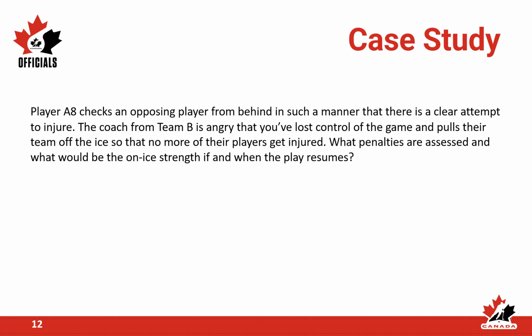Player A8 checks an opposing player from behind in such a manner that there's a clear attempt to injure. The coach from Team B is angry that you've lost control of the game and pulls their team off the ice so that no more of their players get injured. What penalties are assessed, and what would be the on-ice strength if and when the play resumes?